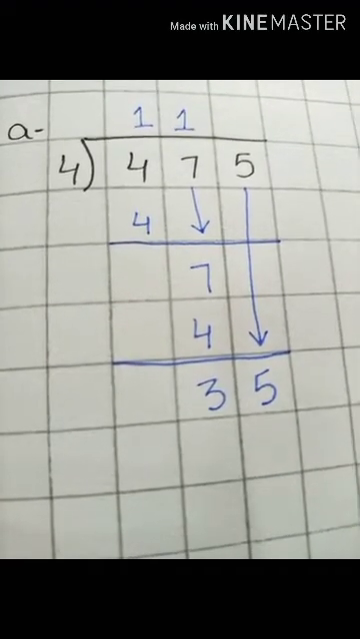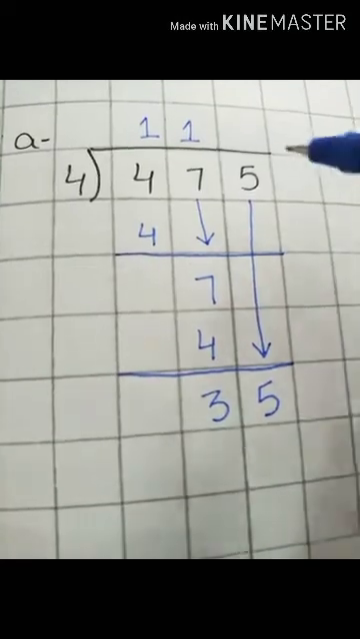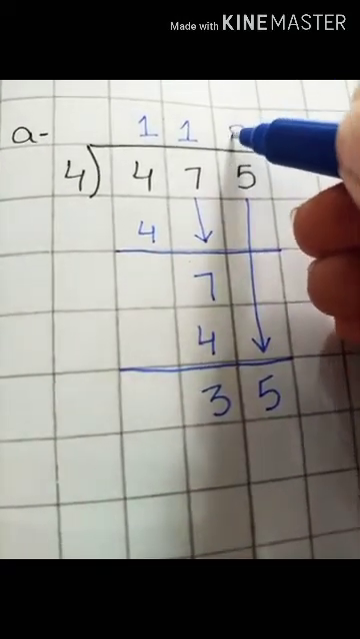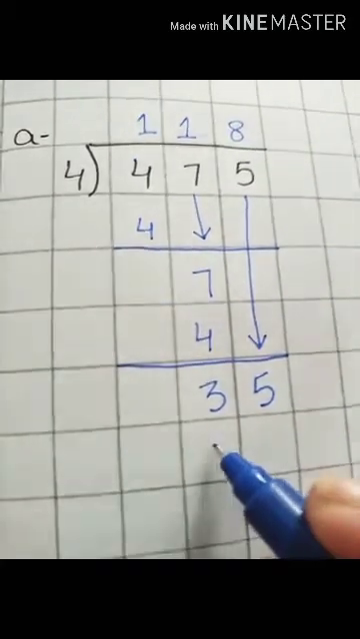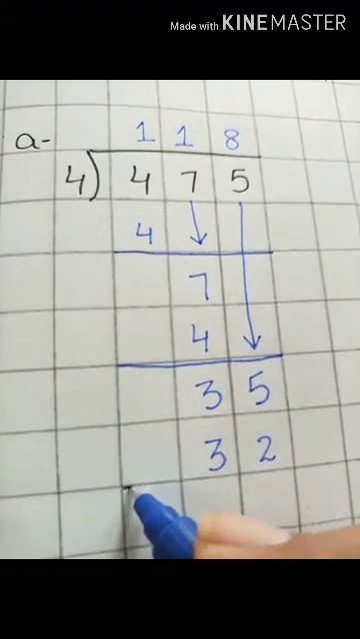So students, I can't write the 36 here, so I will have to write the number 32 down. 4 eights are 32. So I am writing my number 32 here. Next step is subtraction again.